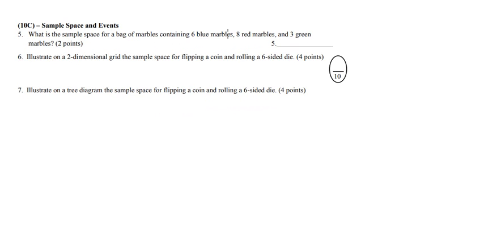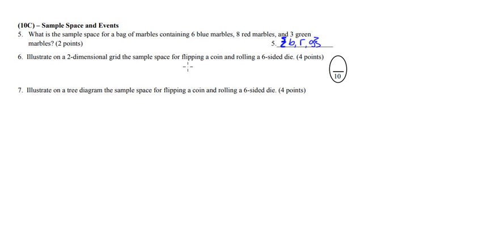So sample space is basically just what can you end up pulling out of the bag. So really, pulling out of the bag here, we can get either a blue, a red, or a green. And that would be the sample space. So all you have to do is just write B, R, or G.